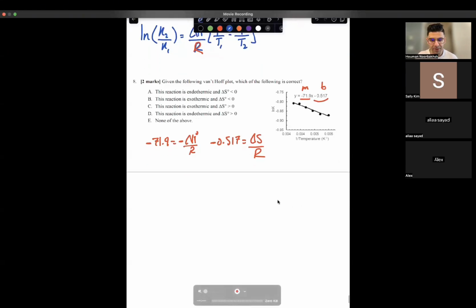So what does that mean? The fact that it's negative, negative means the enthalpy is going to be greater than 0 because the negatives cross out, and delta S is going to be less than 0. So that means this is endothermic, and delta S is less than 0. So that will be A. I could solve for delta S and delta H, but that's not necessary here. Awesome, fun stuff.